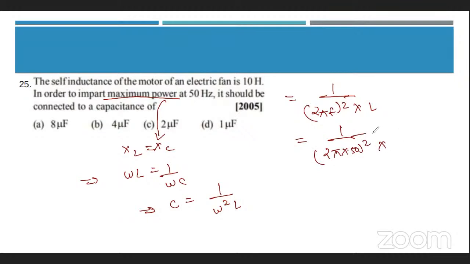is equal to 10 Henry. So basically how much will it become? The value comes as 0.1 into 10 raised to minus 5 Farad, or you can write it as 1 microfarad.